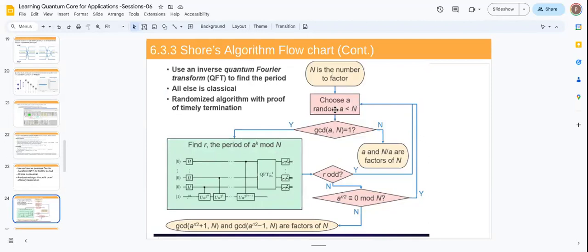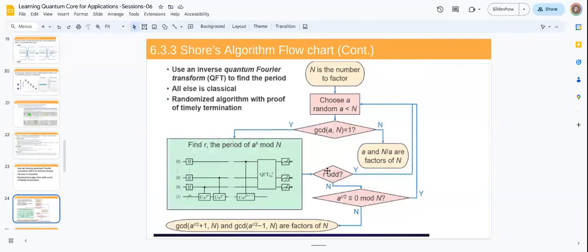You choose a random number a, which is less than n, and then see whether this GCD is equal to 1. GCD is the greatest common divisor, or you can call it HCF, highest common factor, whichever. Classically, we can implement it, and if it is 1, then we have already got the prime factor. If it is not 1, then we have to apply the repeat factor determination.